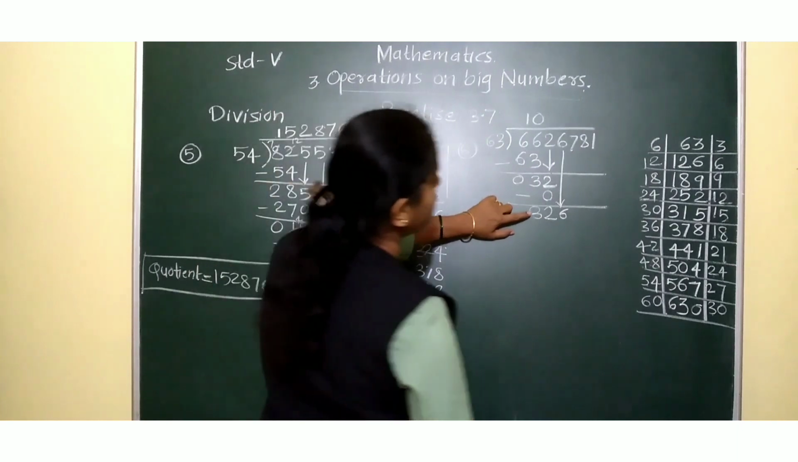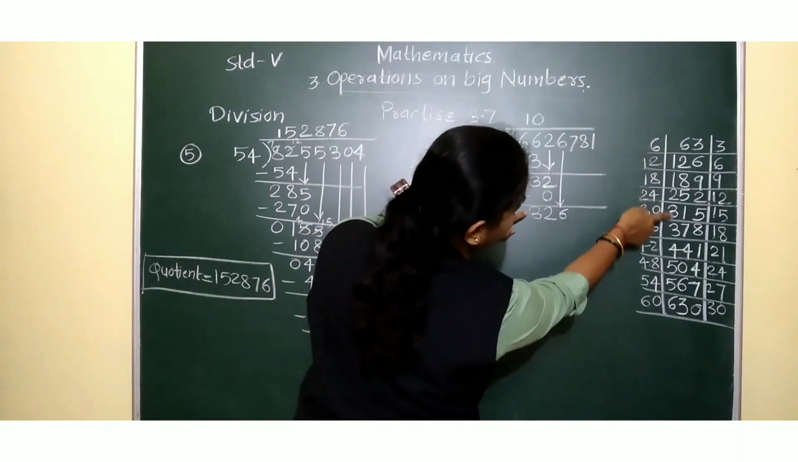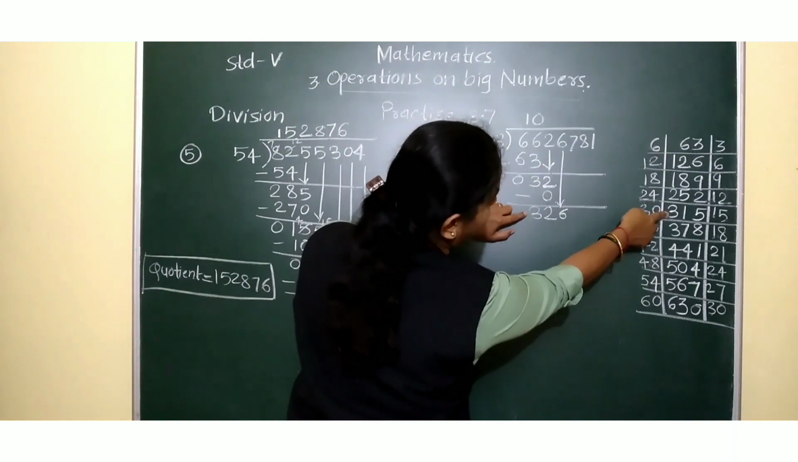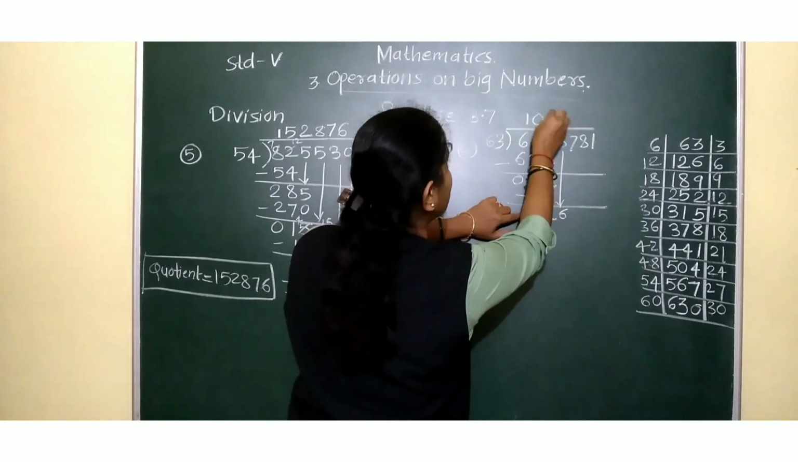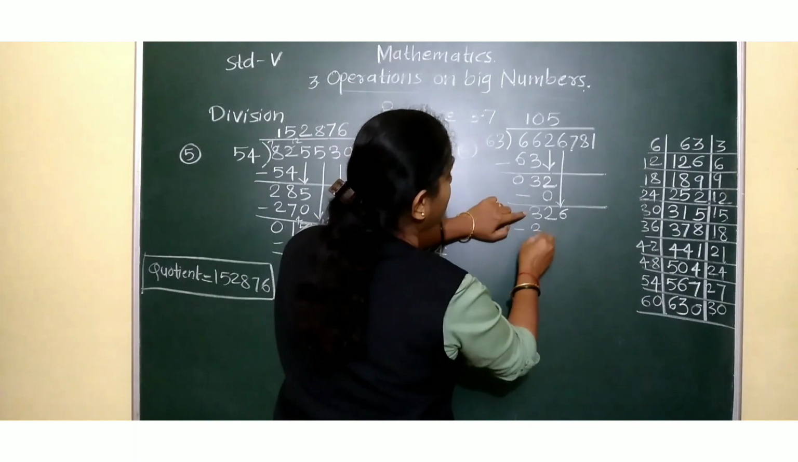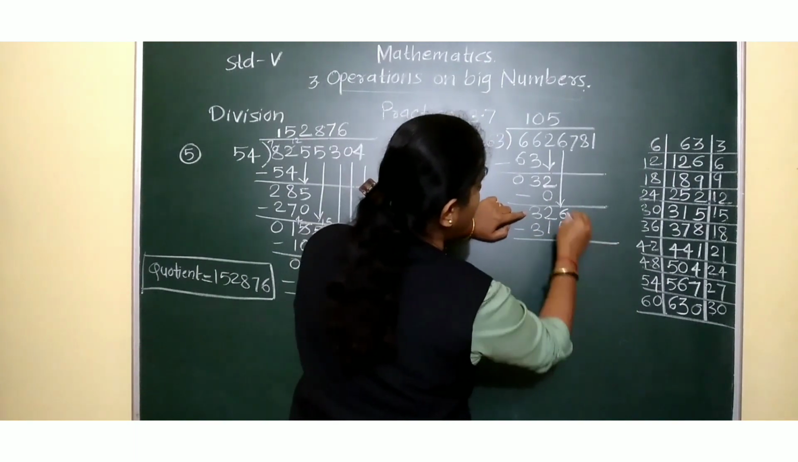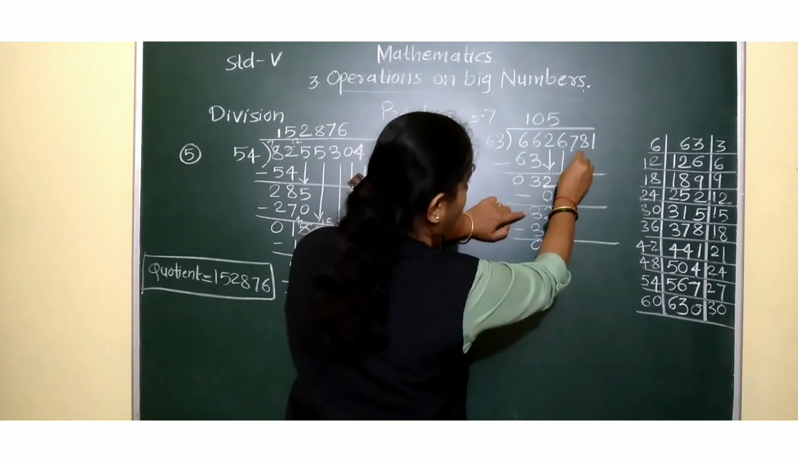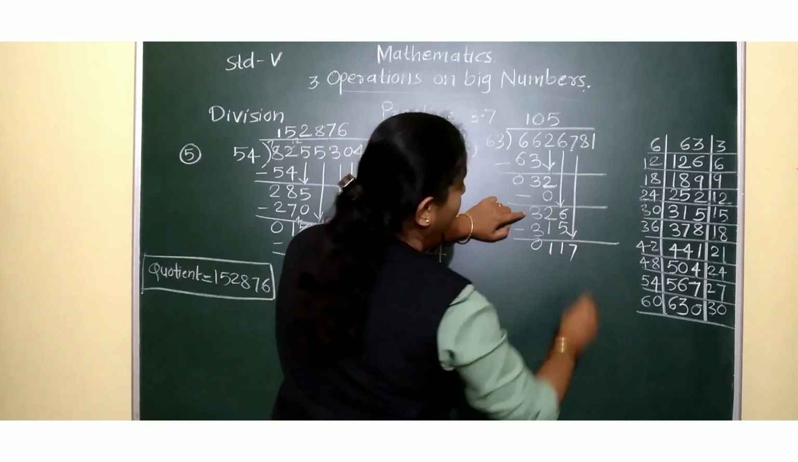Now which number is close to 326 here? 315. At which place it is? 5th place. Correct? So 63 5s are 315. 6 minus 5 is 1. 2 minus 1 is 1. 0. Now take 7 down. Okay.